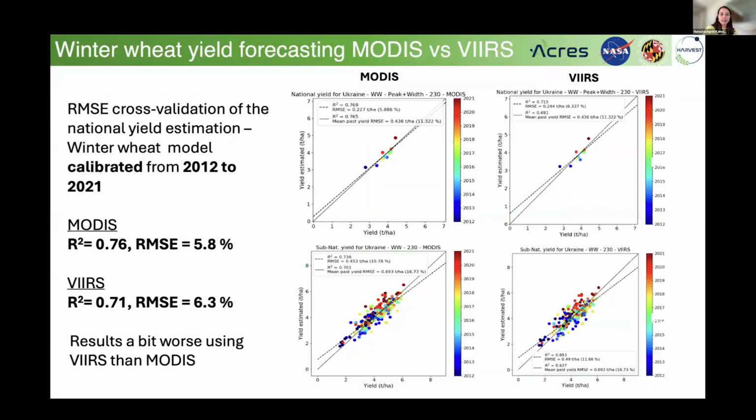I evaluated the difference between MODIS and VIIRS in ARYA, over Ukraine I think, calibrating on 12 years of data instead of 20 years, and validating leaving one year out. I saw a bit of discrepancy between VIIRS and MODIS at national and subnational level. I lost about 1 or 2% of accuracy.